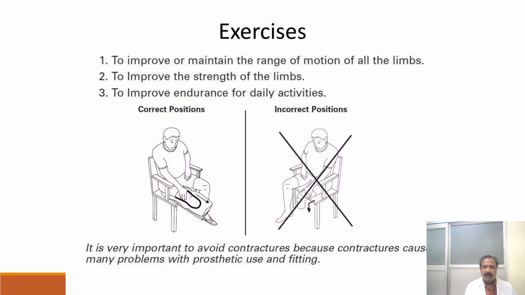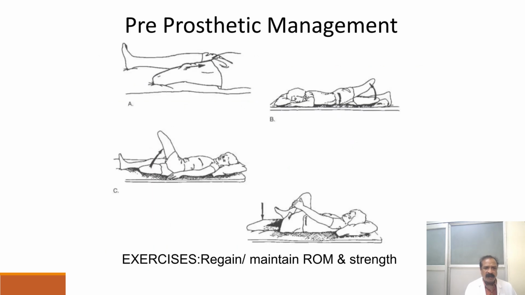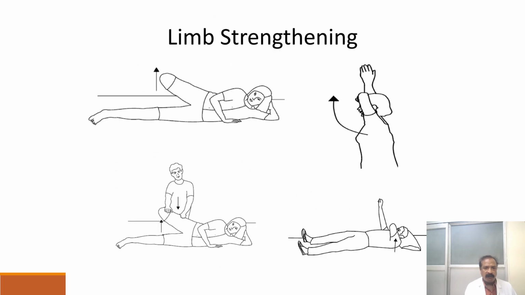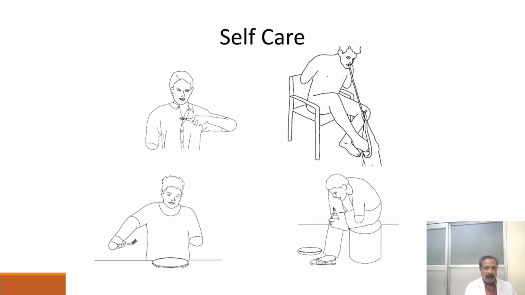Exercises: the main aim is to improve the range of movement and the muscle power of the limbs for better working of the prosthesis. In pre-prosthetic management, do strong exercises, otherwise you go for deformity. Range of movement and muscle power have to be managed properly, otherwise fitment of the prosthesis is a problem. Limb strengthening, muscle strengthening is highly essential. Self-care: upper limb amputees have to be taught self-care properly because it is most necessary. Suppose a below elbow or above elbow amputee, how to use gloves, and with the opposite limb or foot, how to write. These are very essential. Training by occupational therapy is highly necessary for an upper limb amputee.